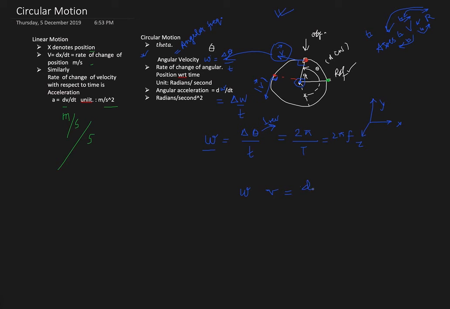For one complete rotation, the time will become capital T, that is the time period of rotation, so we have 2 pi r in the numerator, divided by the time period. 2 pi r is the perimeter of a circle, that is the distance covered in one complete rotation, so one cycle.